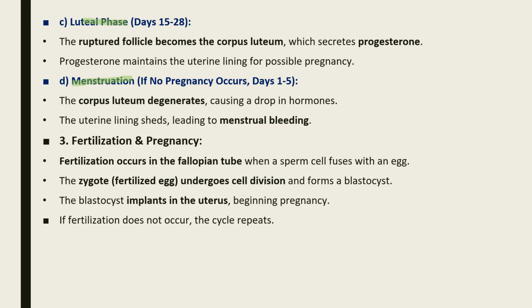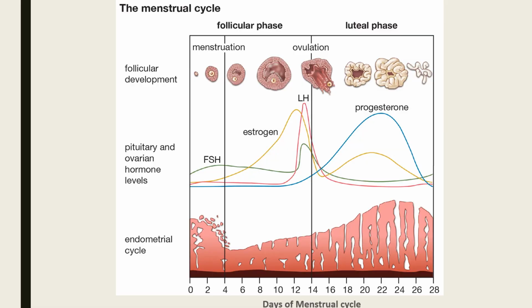Number 3 topic is fertilization and pregnancy. Fertilization occurs in the fallopian tube when a sperm cell fuses with an egg. The zygote, the fertilized egg, undergoes cell division and forms a blastocyst, and the blastocyst implants in the uterus, beginning pregnancy. If fertilization does not occur, the cycle repeats.